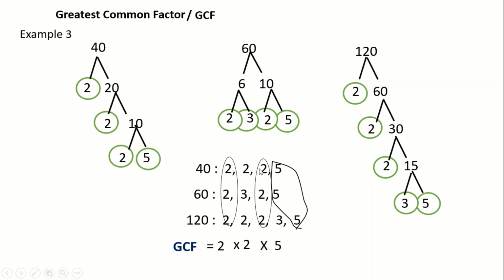We cannot include 3 because 40 has no 3. Right? We also cannot add another 2 because there is no other 2 in 60. So, only three factors are common to them: two 2s and one 5. If we multiply 2 times 2 times 5, the answer is 20. So, therefore, the GCF of 40, 60, and 120 is 20.